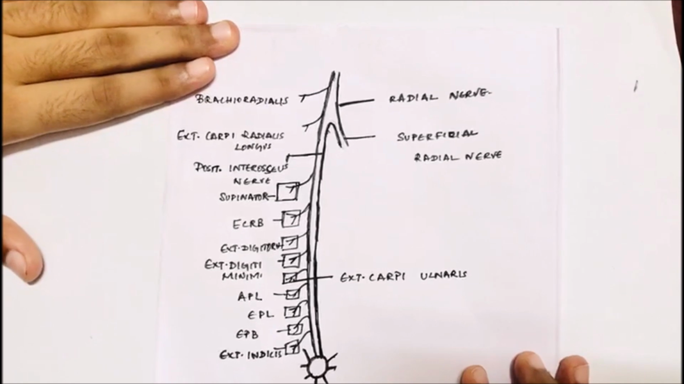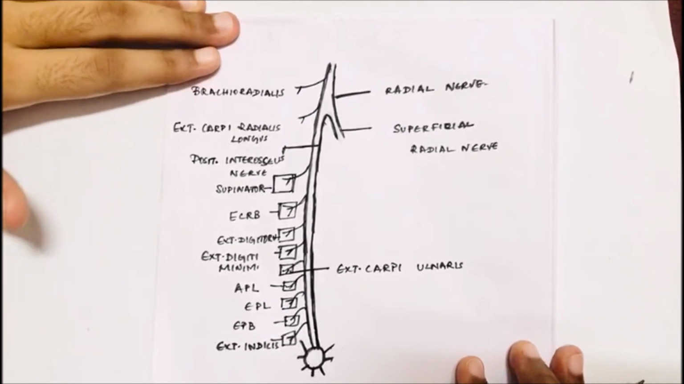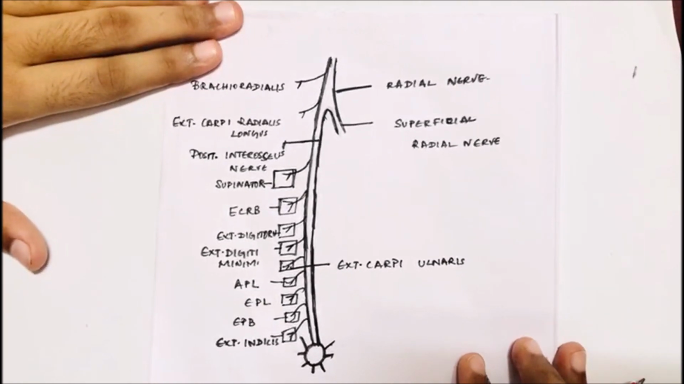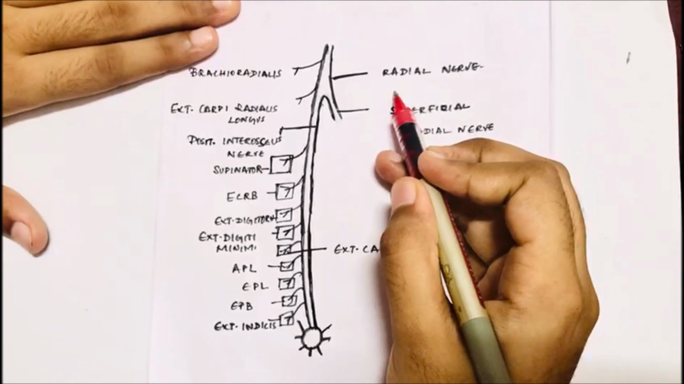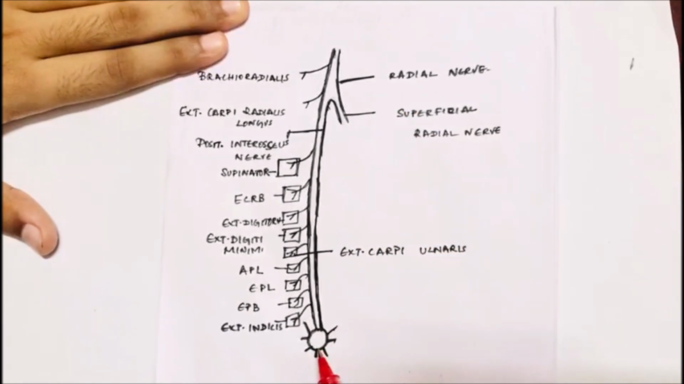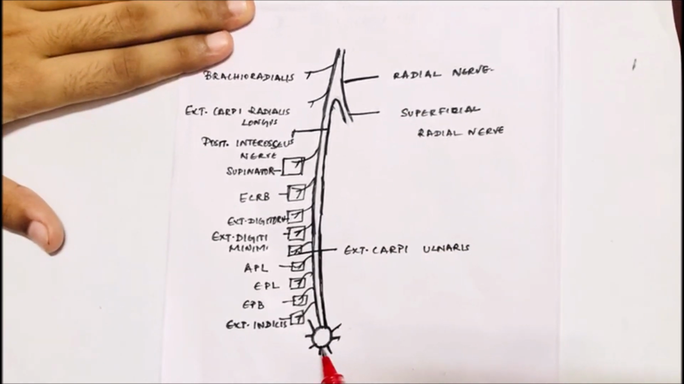Now let us discuss in detail the posterior interosseous nerve. To give a very brief introduction, it is a deep terminal branch of the radial nerve and arises in front of the lateral epicondyle. It bears a pseudoganglion.